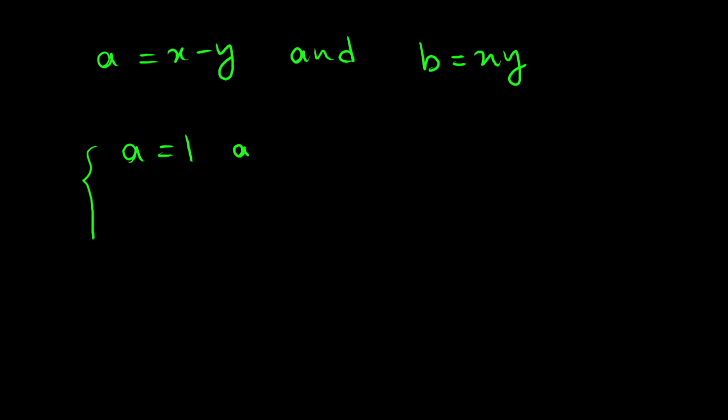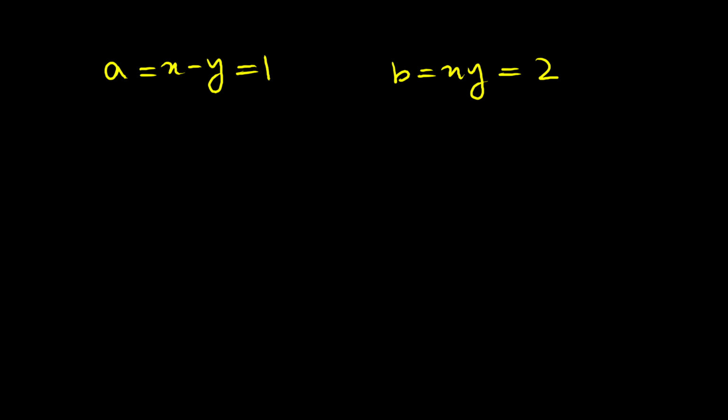So we know that a equals x minus y and b equals x times y. And we have two cases, either a equals 1 and b equals 2, or a equals 5 and b equals negative 12. So let's go ahead and solve for x and y in both of these two cases. And let's start with the first one, where a, which is x minus y, equals 1, and b, which is x times y, equals 2.